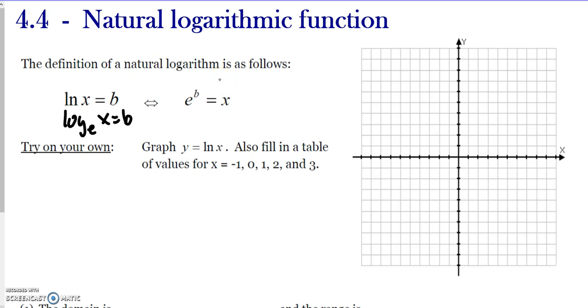I would like you at this point in time to go ahead and graph y equals ln x and then make the table for those x values. When you're done, go ahead and push play to check your answers.